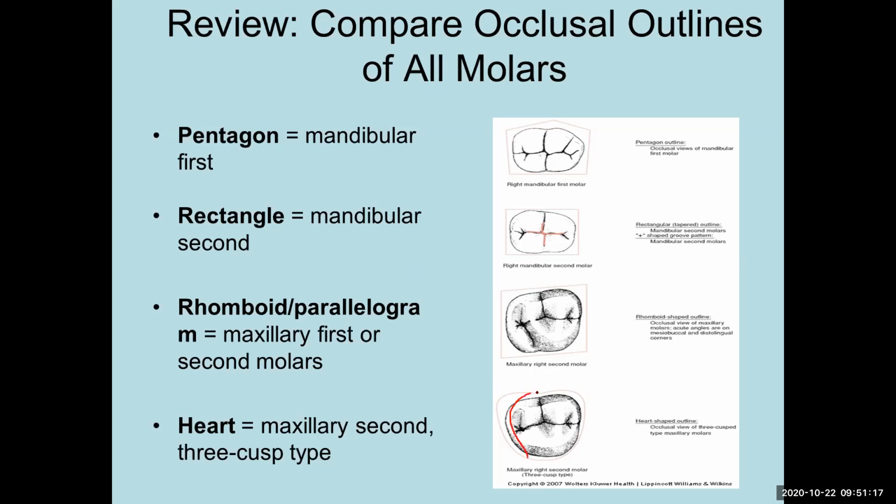This is the heart shape because it doesn't have that distal lingual cusp. This is the distal lingual on the first molar. It doesn't have one here on the second molar. If it did, it would be smaller.